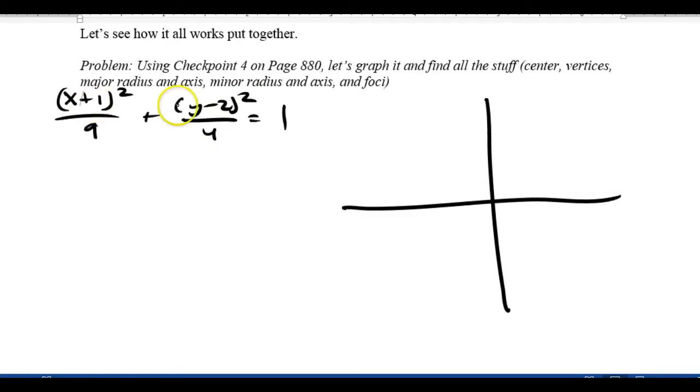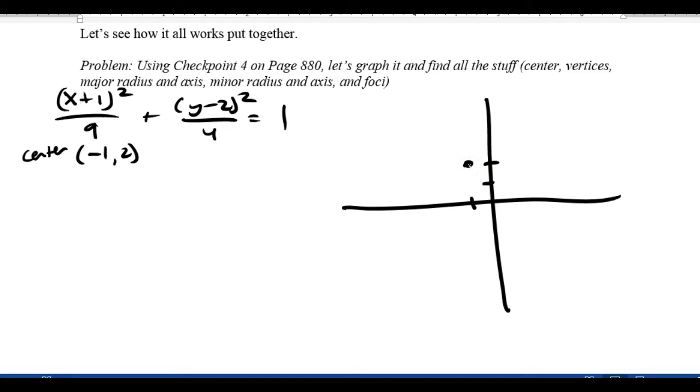So remember that this is (h, k), the center of the ellipse will be at (−1, 2). Remember, they're both backwards because we're shifting and it's working inside of the parentheses. So (−1, 2) is our center.